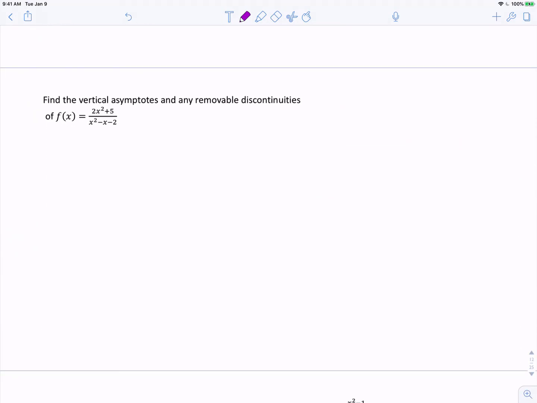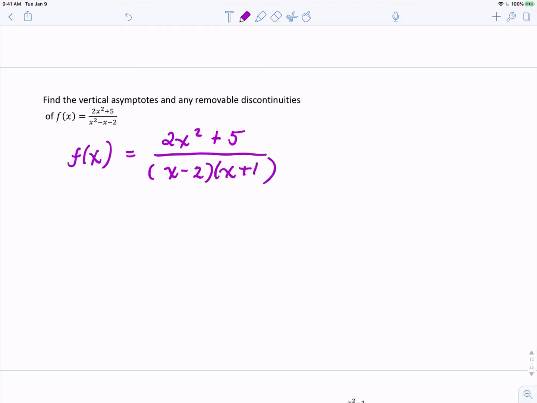Okay, so f of x is equal to, notice that the numerator cannot be factored. There's no common factors, and this quadratic does not factor. But the denominator we can factor as x minus 2 times x plus 1. So there are no common factors. So what that means is that there are no removable, that's another name for fillable, discontinuities.